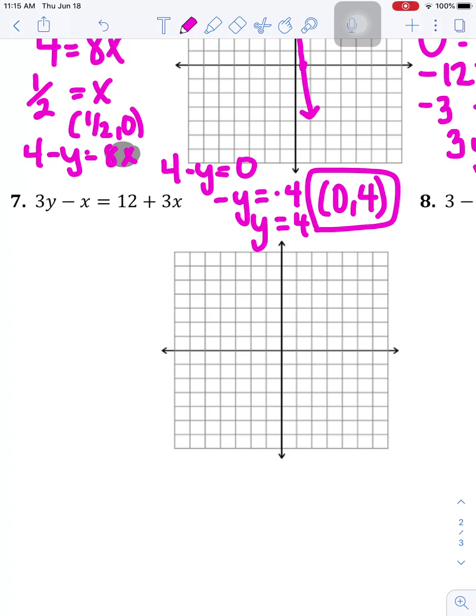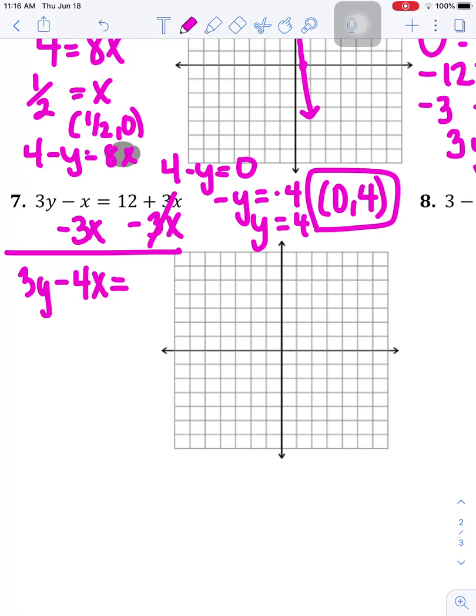Now, if you think back to what we talked about with standard form for an equation of a line, it is when your x and your y are on the same side of the equation. It ends up making each intercept, when you go to solve, a one-step process if the x and the y are on the same side. So in this case, I'm going to first start by subtracting 3x from both sides so that x and y are both on the left-hand side. So that will give us 3y minus 4x equals 12.